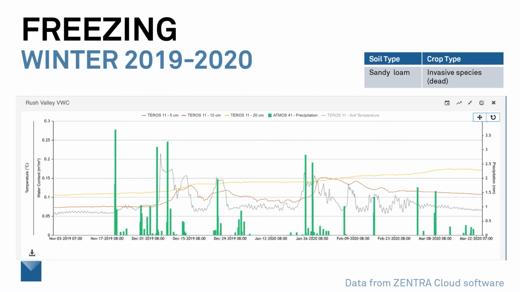Okay, what about freezing? Now this example is in a sandy loam. So we've already talked about this site. This is a sandy loam soil with invasive species on top, and of course they're dead. This is from last winter into just this spring, from early November into fairly recently in March when I collected these data. I just took a screenshot of CentralCloud as I prepared for this virtual seminar.